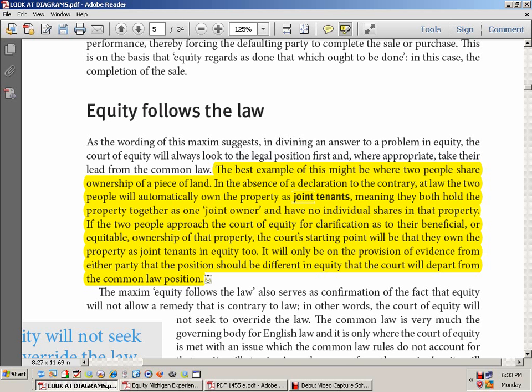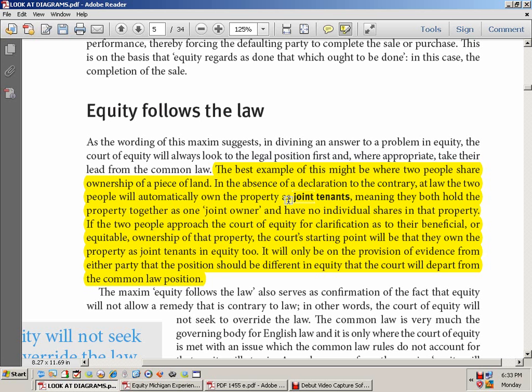Now this is very, very tricky, and I think this is what this means. Right? The joint tenant isn't your wife. The joint tenant is the guy that's going to be holding the title. Right? In the absence of a declaration contrary to law, the two people will automatically own the property. Well, if you don't have the title, they have legal title and you have equitable title, so you both own it. So you're joint tenants, and that's how they keep it out of your hands.